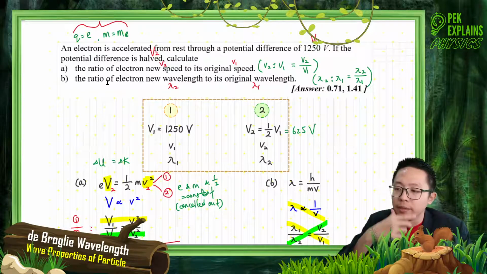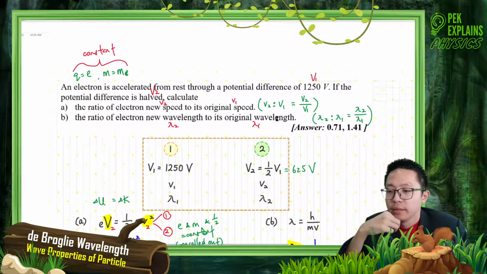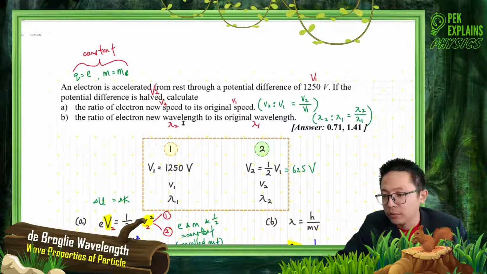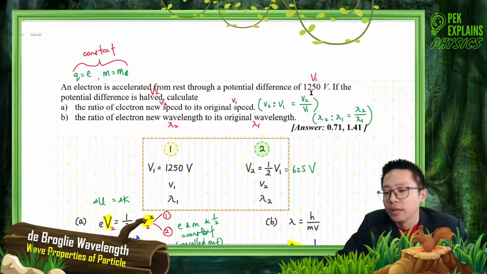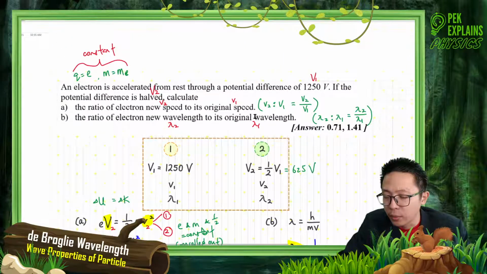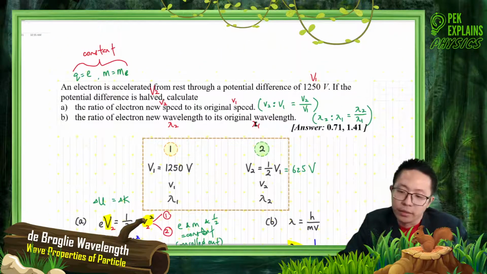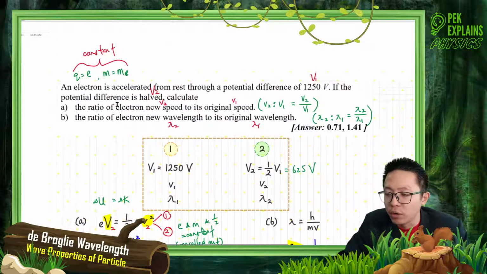Now, what about B? Ratio of electron new wavelength to original wavelength. So I want lambda 2 over lambda 1. How to relate the wavelength of electron to voltage? First of all, we already got the ratio of speed. We can make use of this speed.